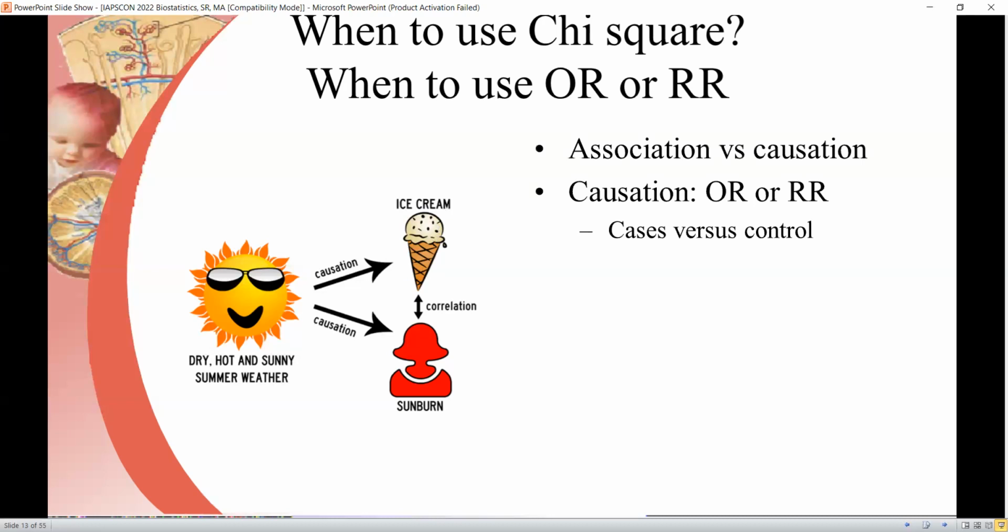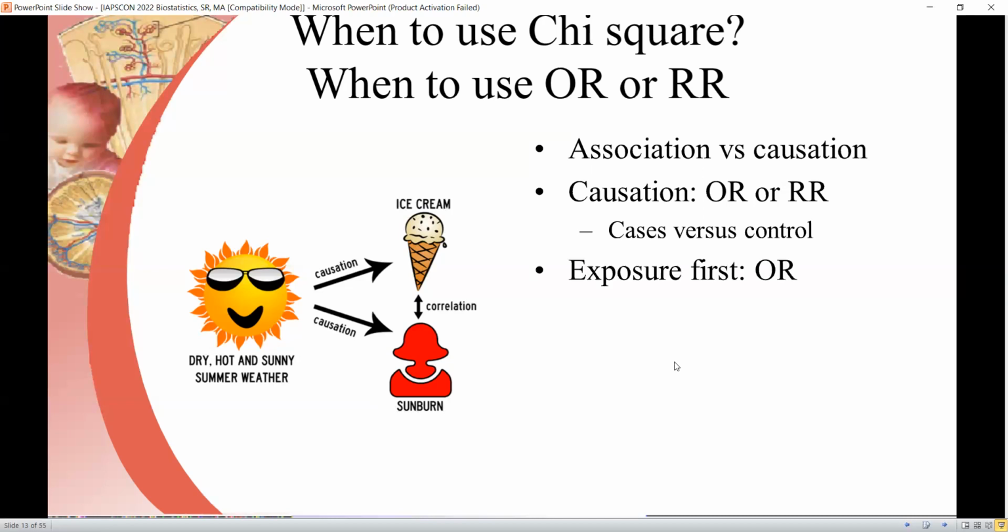So association versus causation. And if you think something is causing something else, then you call it a causation. Then there you can either do an odds ratio or a relative risk. So for example, cases versus control. Let us say that summer months are cases and winter months are controls. So you can say that the odds of getting a sunburn is more during a summer month.